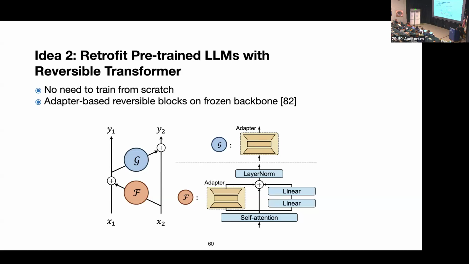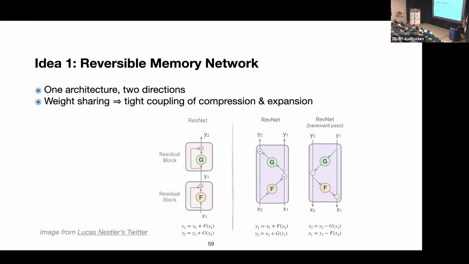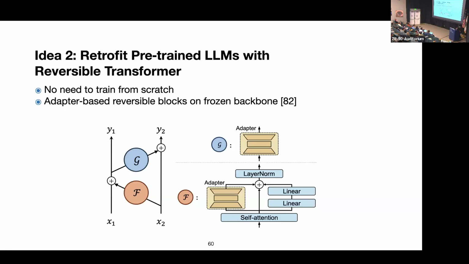And there are research works where, let's say you have a transformer. The original transformer is not a reversible architecture, right? But you can have two adapters, one to represent the F function, another to represent the G function. And similar to this work, you can turn a transformer into a reversible architecture by performing parameter-efficient fine-tuning with these two architectures.